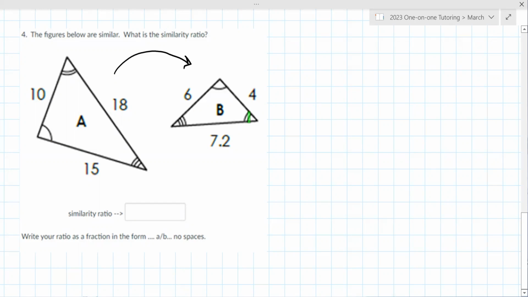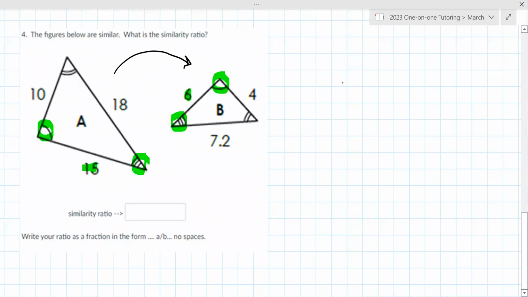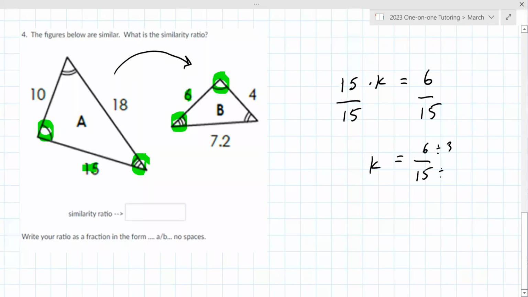It'd be nice if we could rotate these figures to make them look the same. But like, for example, notice how there's like a 3 and a 1. You want to identify the same thing over here, the 3 and the 1. So that tells you that the 15 goes to the 6. Okay. So just like in the previous problem, it's 15 times k goes to 6. Divide by 15. K equals 6 over 15, but you divide by 3, and that's 2 divided by 5.